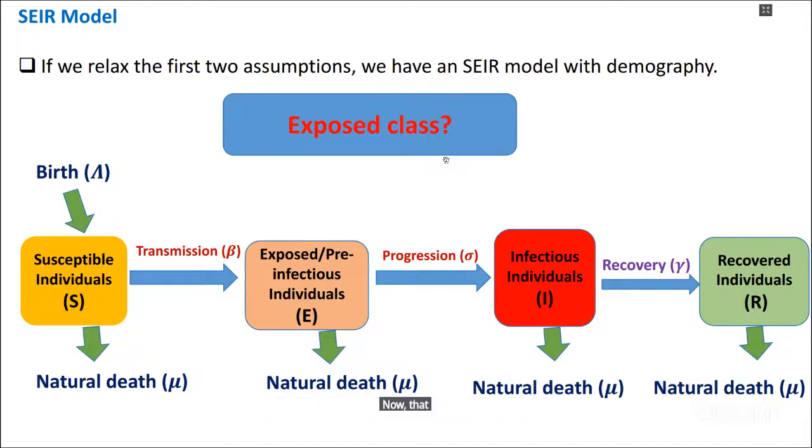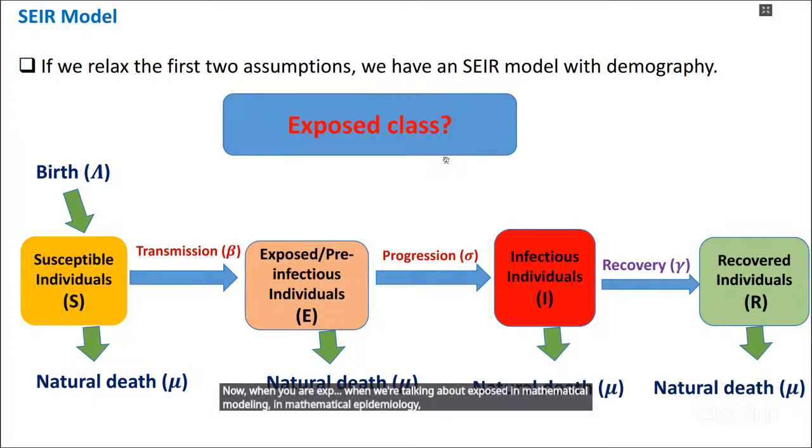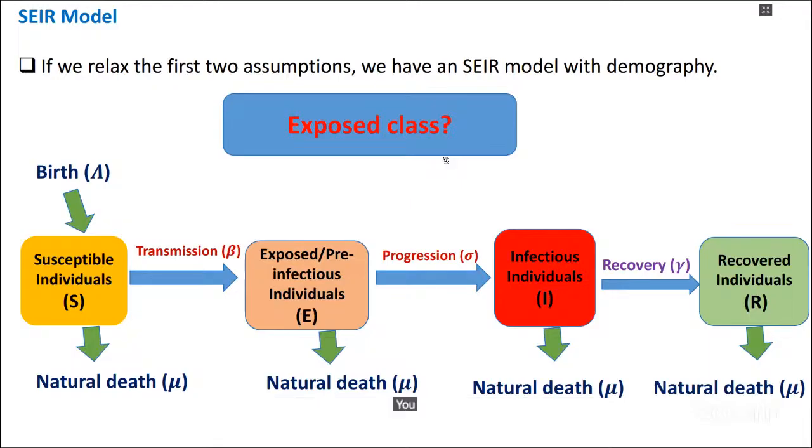Now, that definition of being exposed is different from the mathematical definition of exposed. So we need to make that distinction. When we talk about exposed in mathematical modeling, in mathematical epidemiology, it means that this person has undergone the exposure in epidemiology, and that now leads to infection. That is what exposed means. It means that person is infected. In mathematical epidemiology, when we say exposed, it means that the person is infected. In epidemiology, that you are exposed just means you came in contact. That's why they do contact tracing.